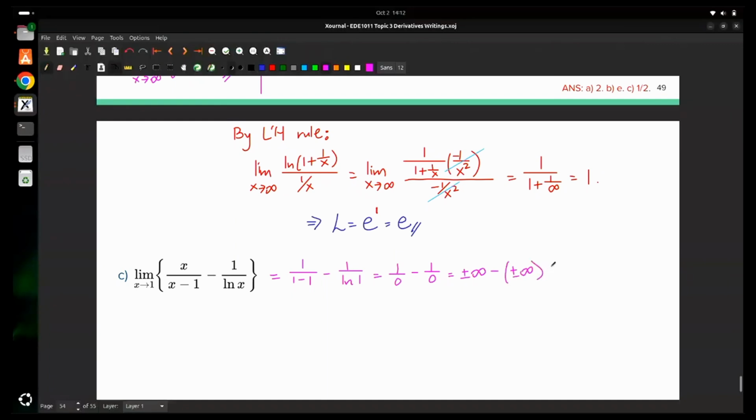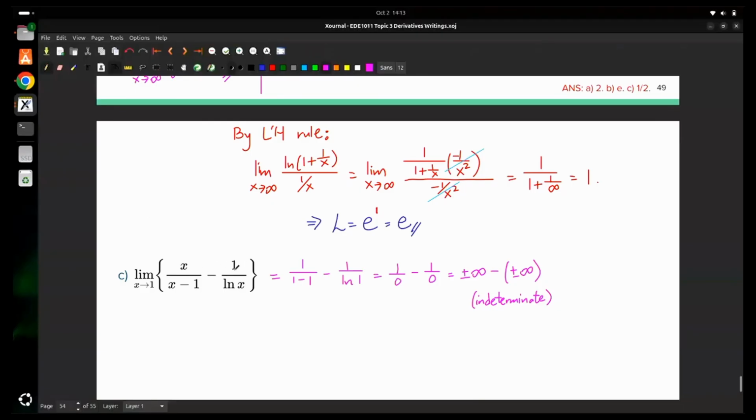So it's effectively infinity over infinity. So it's indeterminate. But with this indeterminate form, you cannot use L'Hopital directly. So you've got to turn it into a fraction. So you have two fractional terms here. How do you think you can turn it into a fraction?